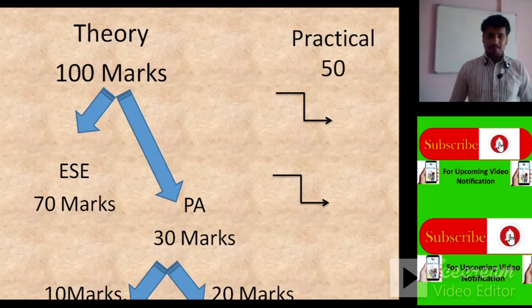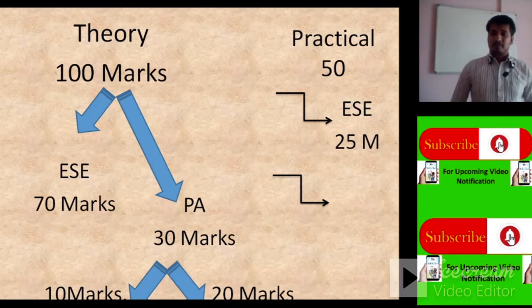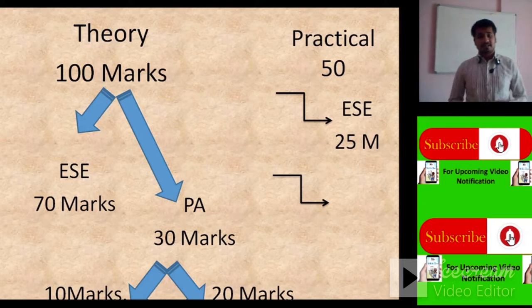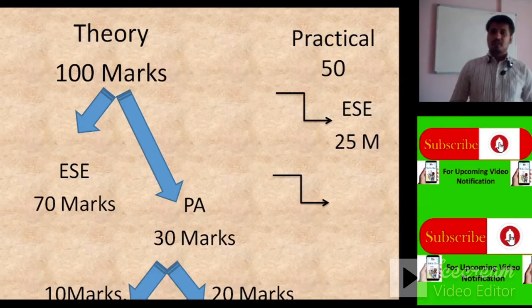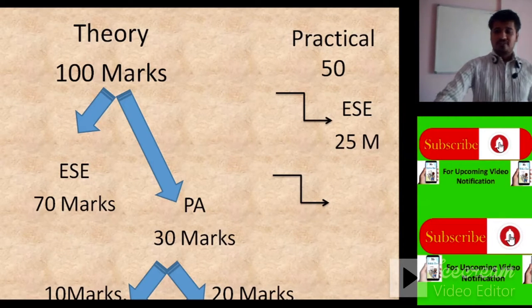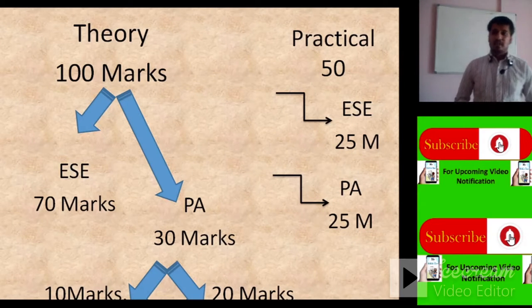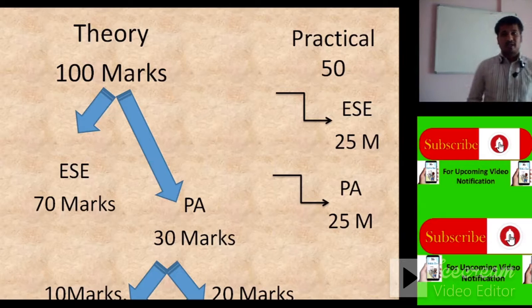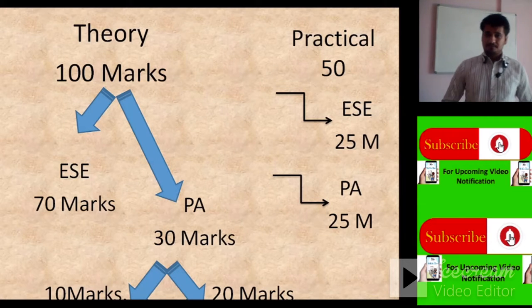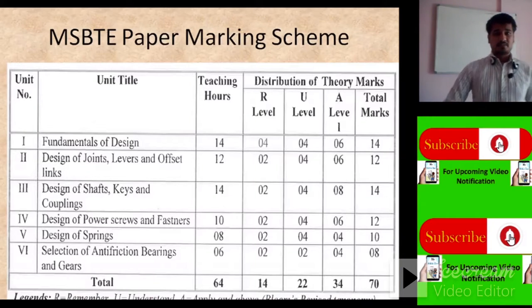class tests. Then the practical 50 marks is again divided in the same format, that is end sem examination and progressive assessment. The end sem examination for practical is for 25 marks and progressive assessment is for 25 marks. In progressive assessment we have the manual and assignments, and based on that we have to distribute the 25 marks.